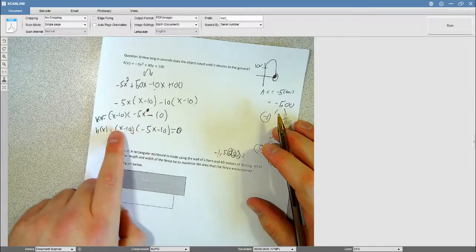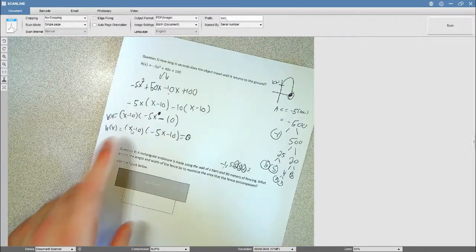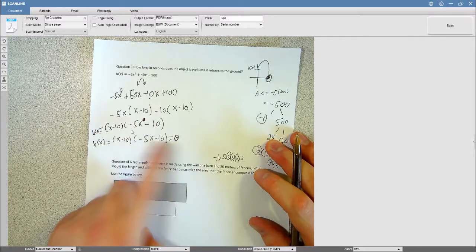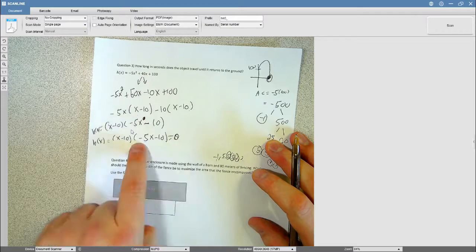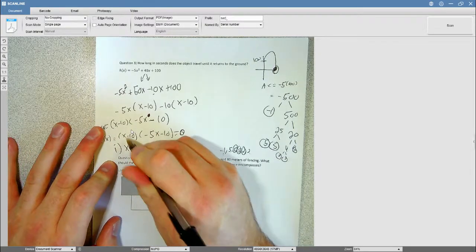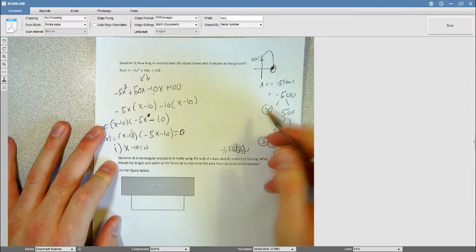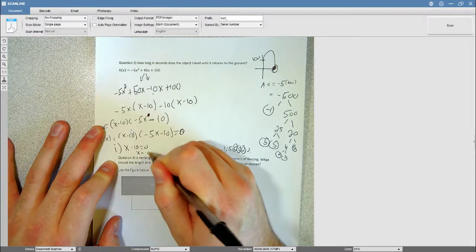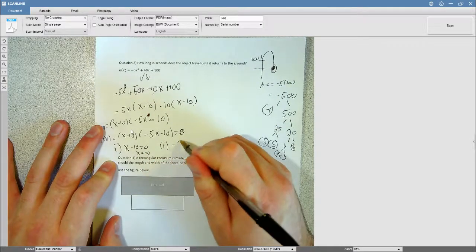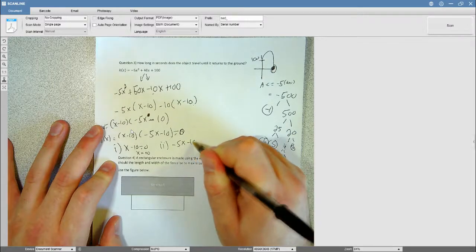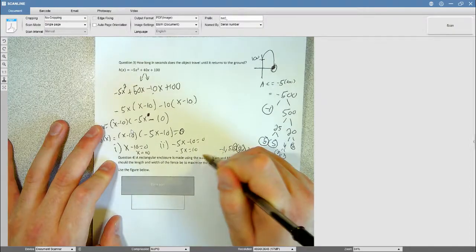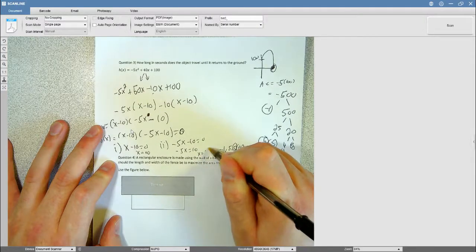And the zero property of multiplication is, if we have a times b equals 0, that means either a equals 0 or b equals 0. So first off, let's see what happens when x minus 10 equals 0. That's when x equals 10. And let's see in the second case, when minus 5x minus 10 equals 0. That's when negative 5x equals 10, and that's when x equals negative 2.